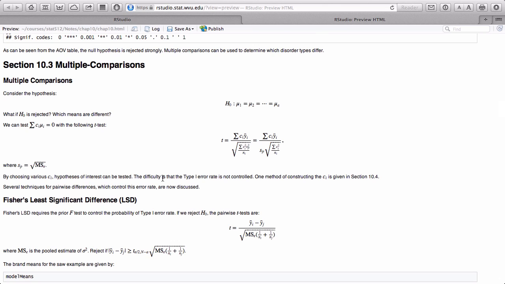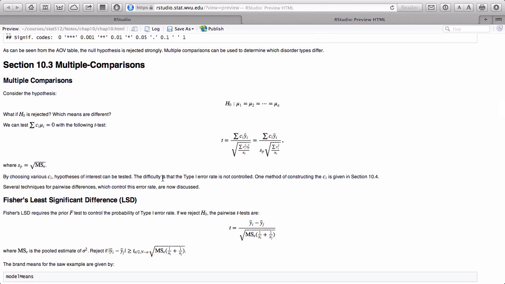But the problem is if you do a bunch of those, then you start inflating, you start rejecting too many times, because if you're testing each one of those at the 5% level, once you do a bunch of them, you're going to find some of them significant just by chance. So typically what we do are 2 things. We either do one of 2 things. We want to limit the number of contrasts we look at.